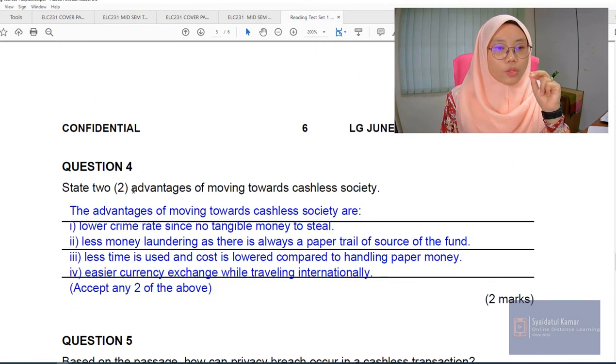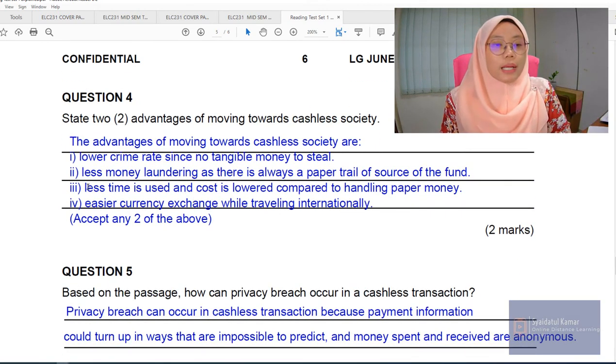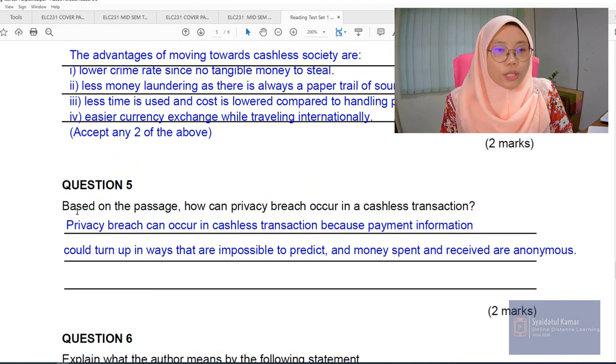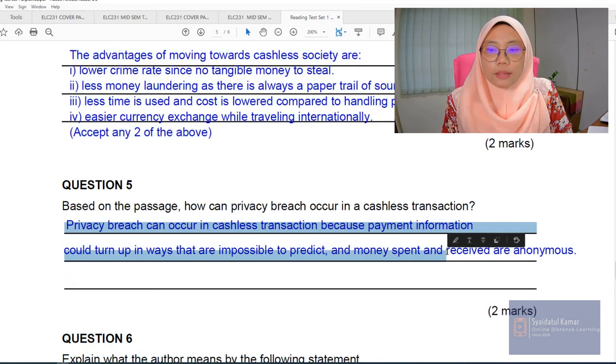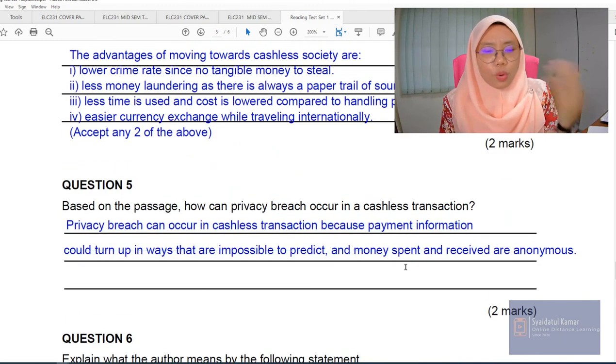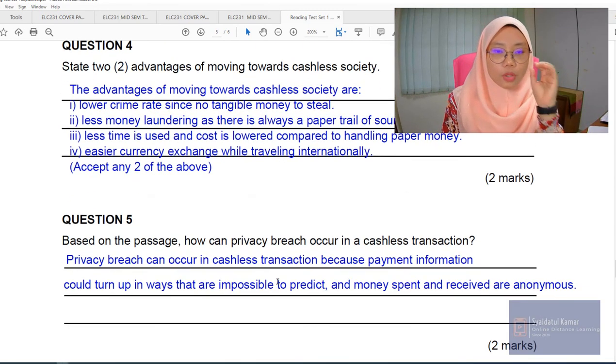Next, state 2 advantages of moving towards a cashless society. If you refer to the article, there are about 4 advantages. You can just provide any two. As long as you provide any two from these 4 advantages, then it is acceptable. So next question based on the passage. This answer is actually taken from the passage, so you don't have to paraphrase or use your own words. You can take the answer directly from the passage and use it as your answer.